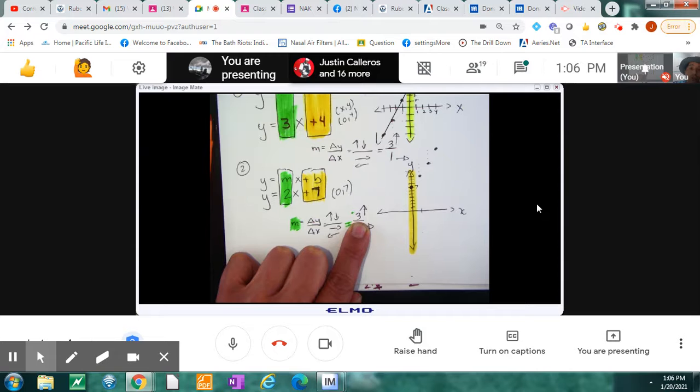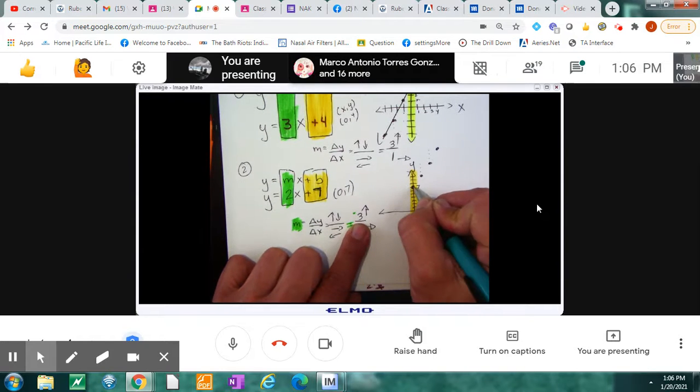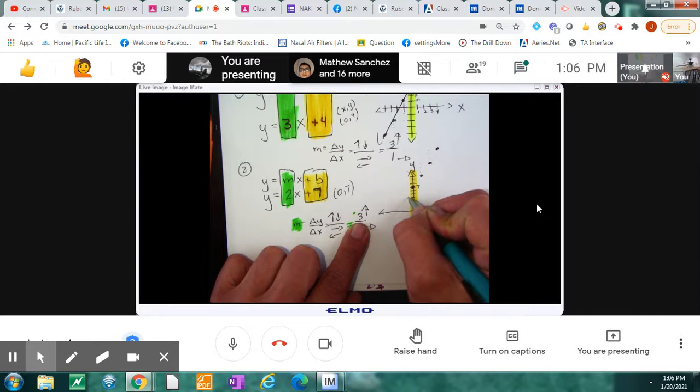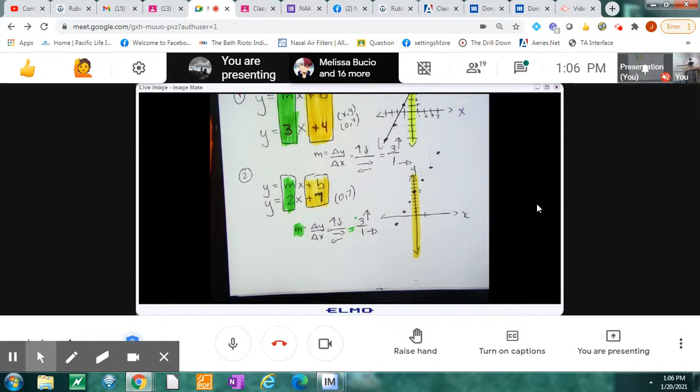Ready? Here we go. 3 and 1. 1, 2, 3, back 1. 1, 2, 3, back 1. So there you go. Straight line.